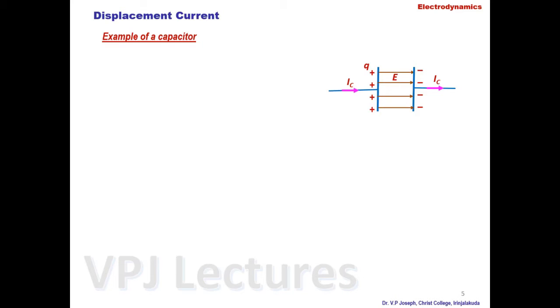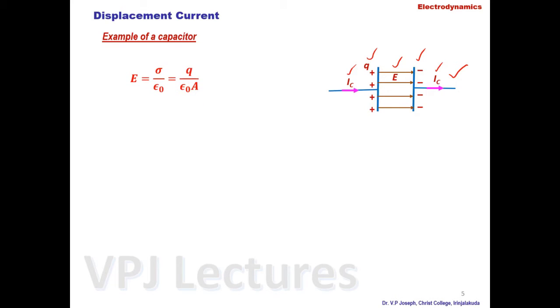So as an example, the charging capacitor is pictorially represented here with the conduction current IC. IC on both sides will be equal during the process of charging, and that produces plus Q on one plate and minus Q on the other plate, and the electric field E inside changes from 0 to a maximum during the process of charging.